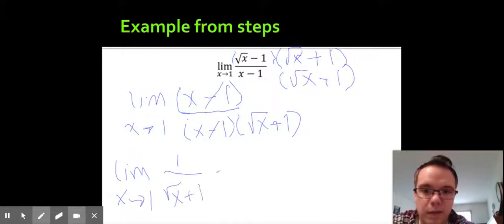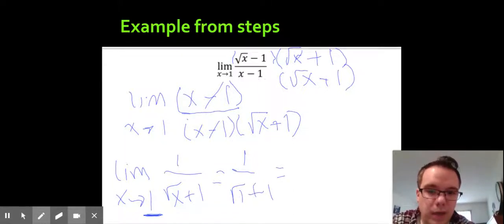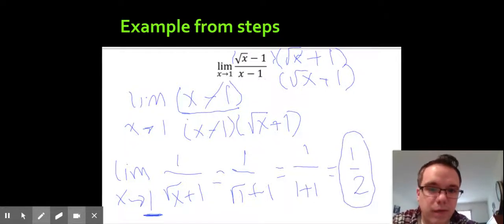And now all we have to do to figure out that limit is do direct substitution. So I'm going to get 1 over the square root of, and the number we always plug in is what our limit is going to. So we're going to plug in the 1. And the square root of 1 is 1. And 1 plus 1 is 2. So our limit is 1/2. So this function approaches the value of 1/2 as x goes to 1.